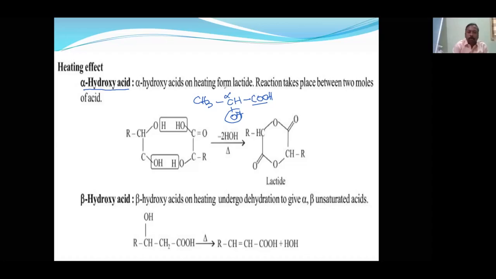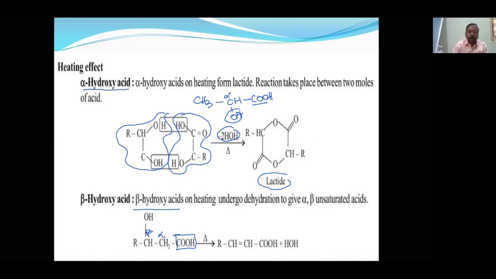So in this one, 2 moles will be reacting. See, this is 1 mole of carboxylic acid and this is another mole of carboxylic acid. 2 moles of carboxylic acid react with each other, water will be removed and this is called a lactide. This functional group is a cyclic ester. Lactides have the functional group called a cyclic ester. Then beta hydroxy acid. So that was alpha hydroxy. This is alpha, this is beta.